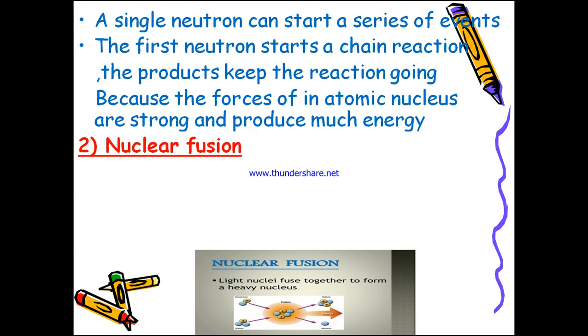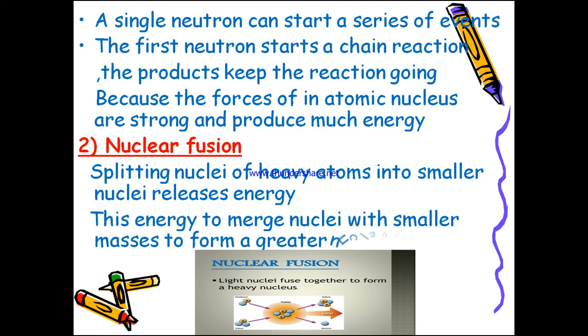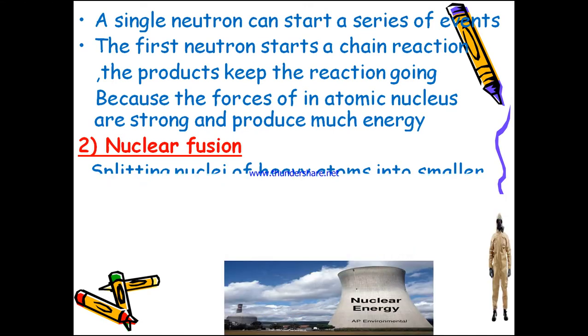The second, nuclear fusion. Splitting the nuclei of heavy atoms into smaller nuclei releases energy. In fusion, light nuclei fuse together to form a heavy nucleus, and energy is also produced. This energy comes from merging nuclei with smaller masses to form a nucleus with greater mass.